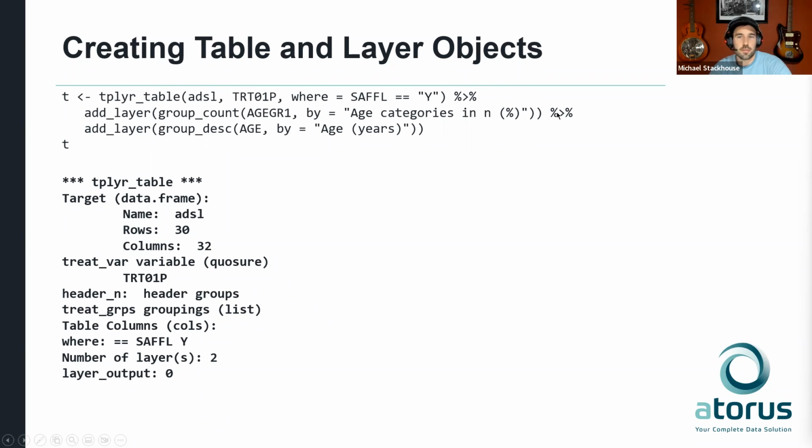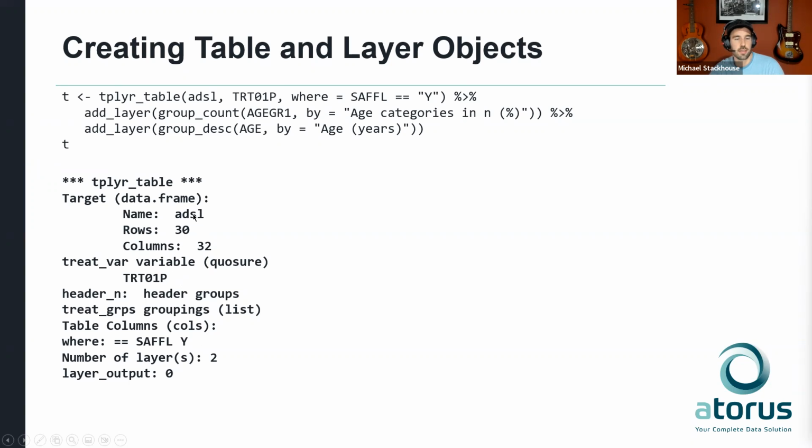And then to attach a second layer, we're going to pipe that into add_layer, and we're going to do a descriptive statistics layer summarizing AGE, and we're going to present age by using the by row label of age in years. When you view this tplyr_table object, so just submitting that to the console, you'll get the print method associated with the tplyr_table that tells you some information about the table itself.